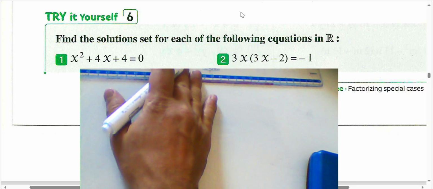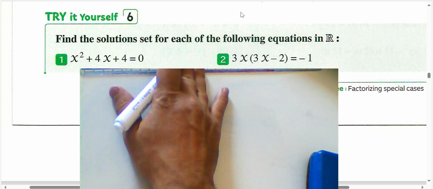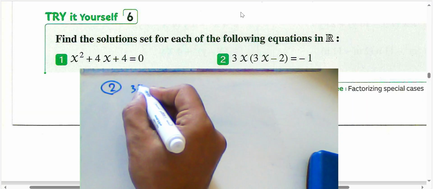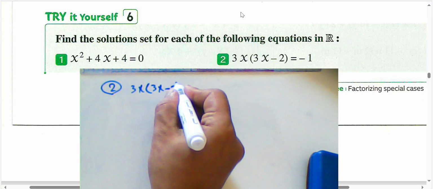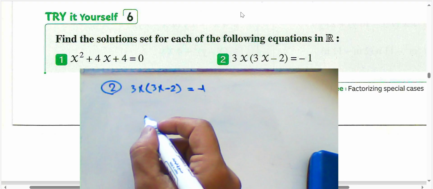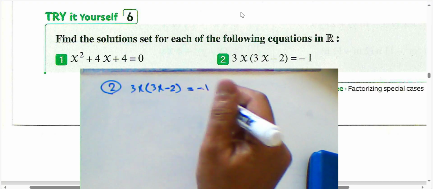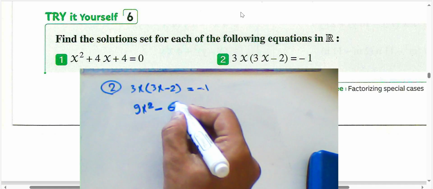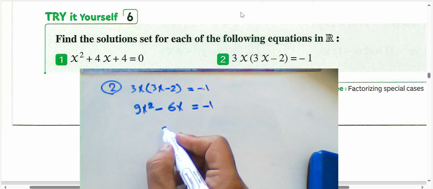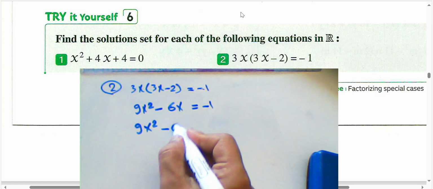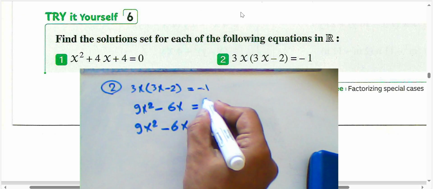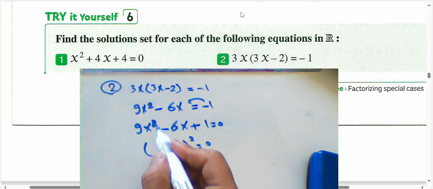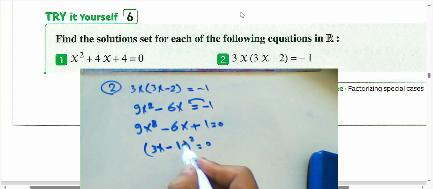Question number 2. 3x minus 2 equal negative 1. 3x times 3x equal 9x power 2. 3x times 2 equals 6x, equal negative 1. And then 9x power 2 minus 6x plus 1 equals 0. Move negative 1 here to the left hand side and change the sign. Then we have a perfect square. We can find the square root of the first, this will be 3x, and right in the middle, the square root of the third.